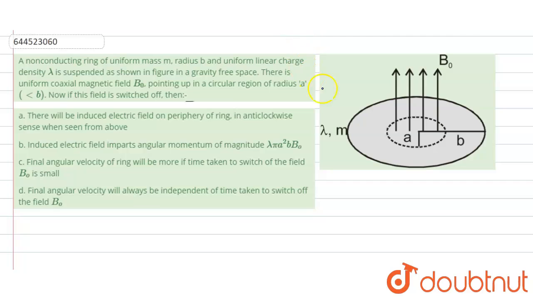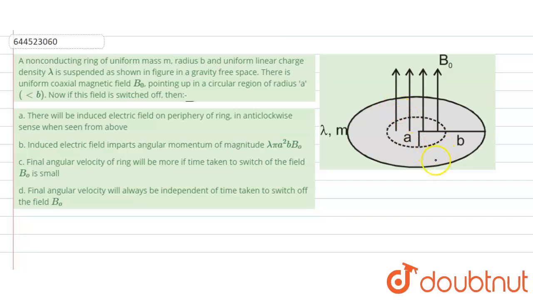So what will happen? There would be an EMF generated which would oppose this switching off of the field. The magnetic field going in the upward direction would decrease, so there would be an EMF induced in this circular loop of radius b, which will try to increase the magnetic field.